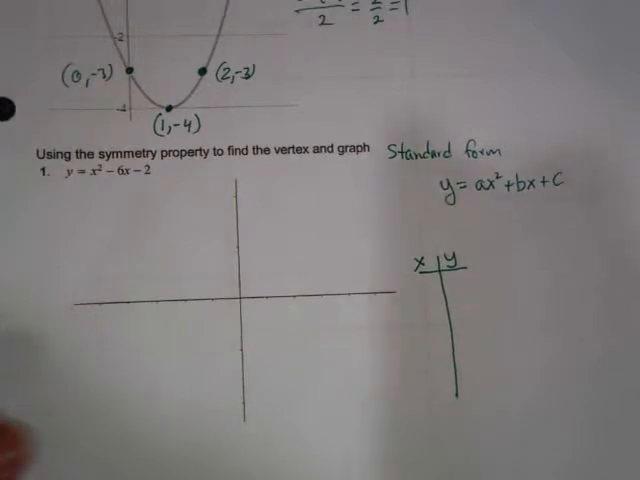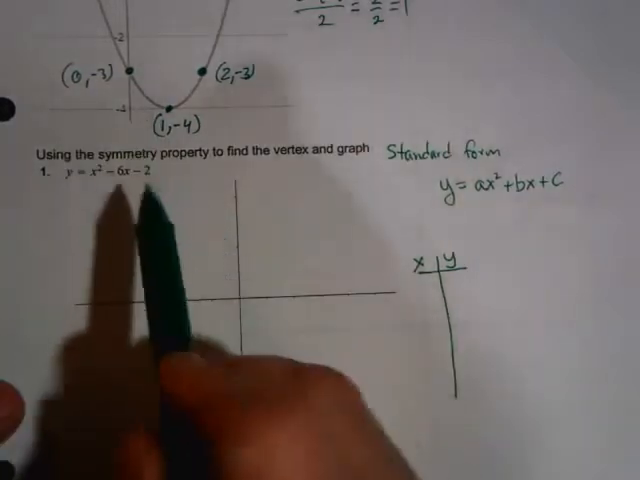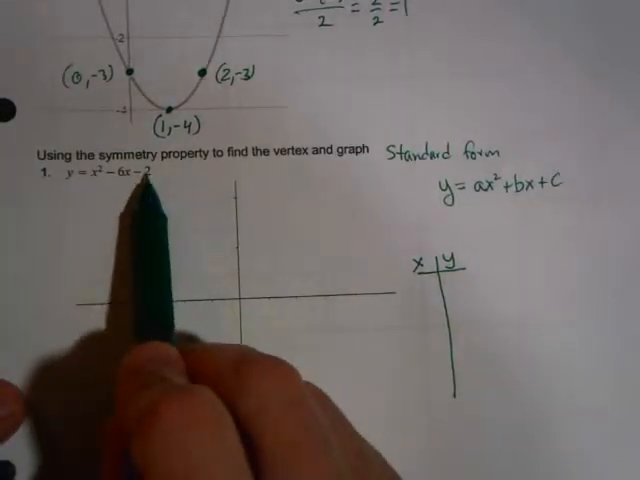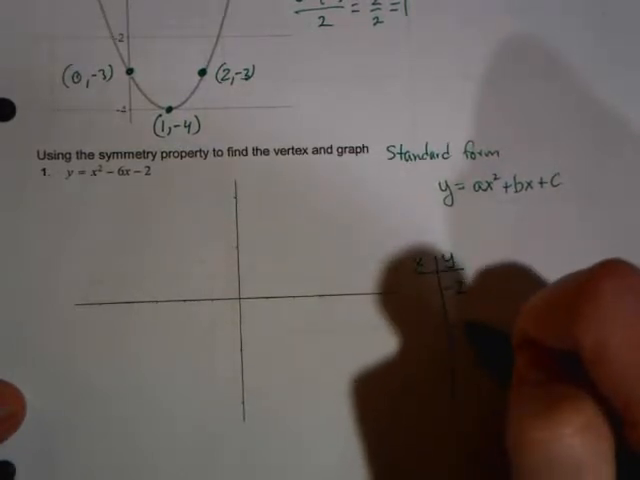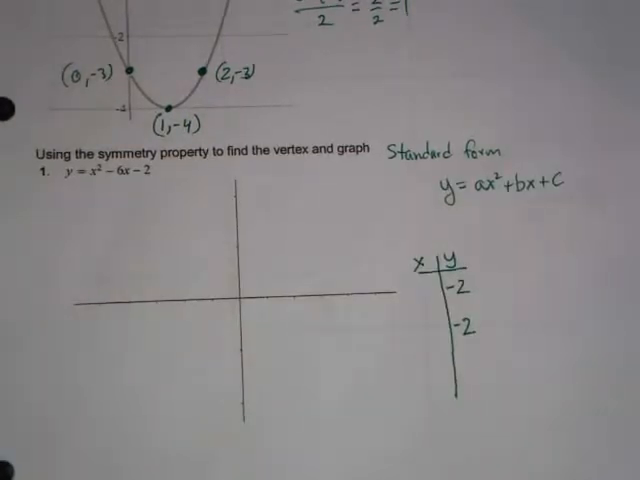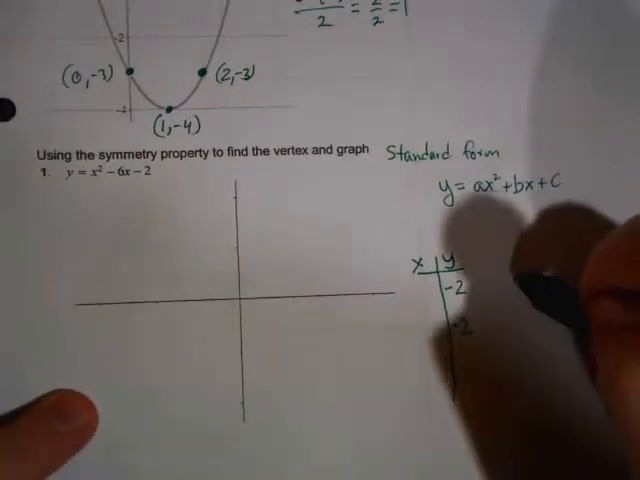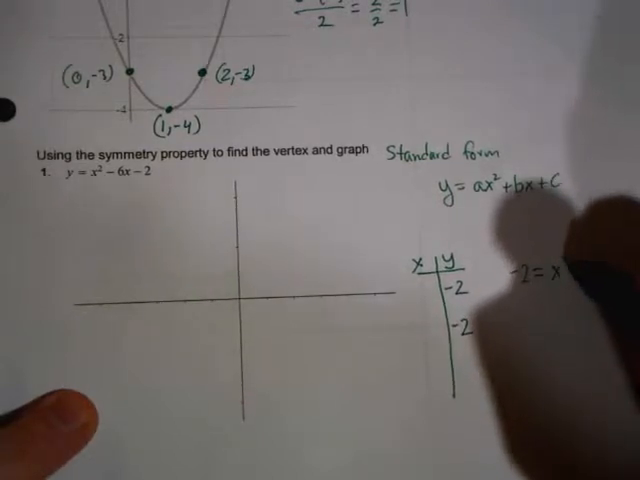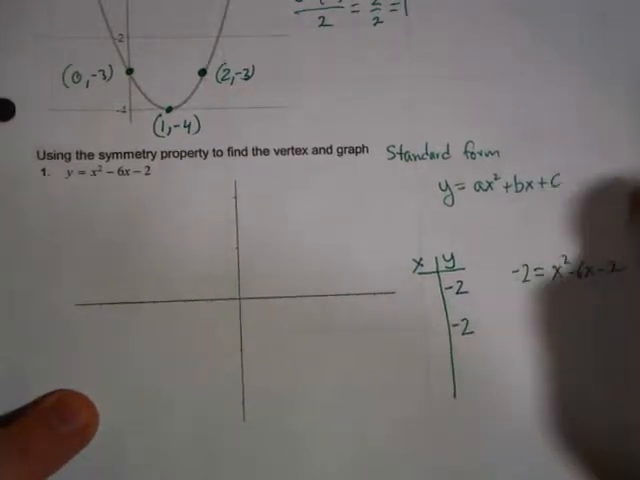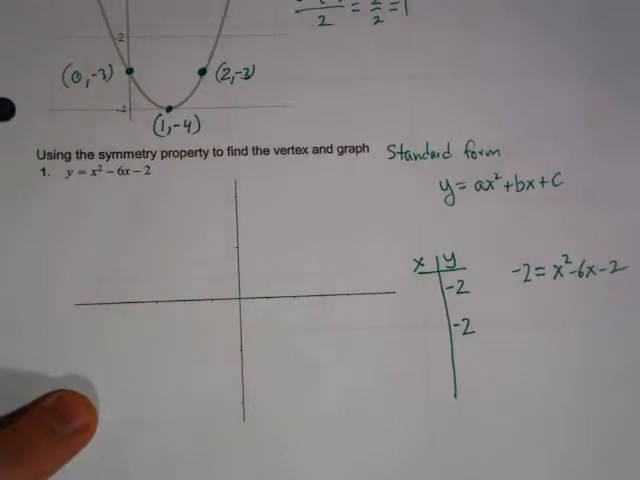To make our life easy, and we'll see why in a second, we're always going to pick for y whatever this number is right here. So I'm going to plug in y equals -2. And I'm going to get 2 answers. And we'll see why in just a second. Alright, so I'm going to take -2 equals x squared minus 6x minus 2. What I need to do now is solve that equation and find the x values.